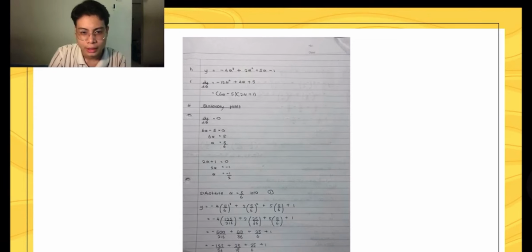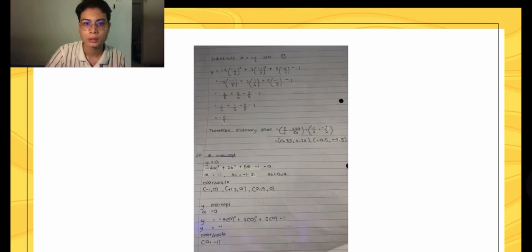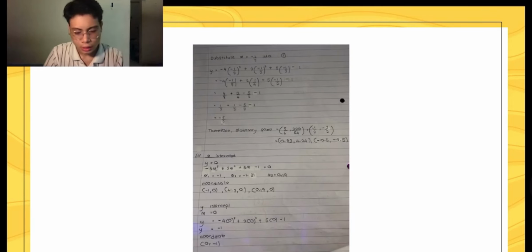Now substitute x equals 5 over 6 into equation 1. And after we calculate the final answer, we will get 229 over 54. And next, substitute x equals -1 over 2 into equation 1. And after we calculate, we will get -5 over 2. Therefore, the stationary points are (5 over 6, 229 over 54) and (-1 over 2, -5 over 2).